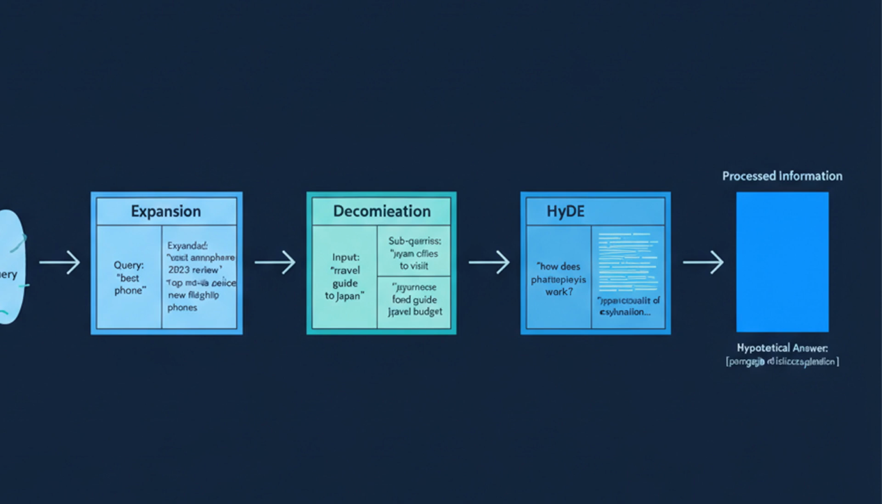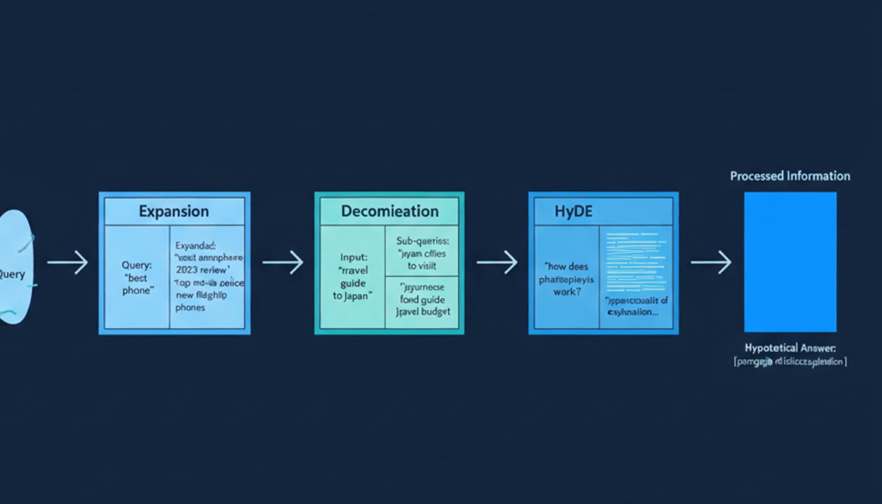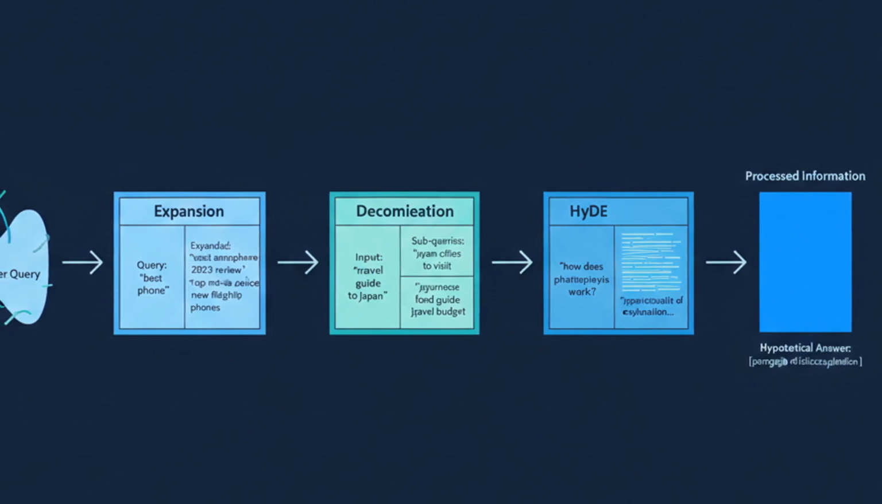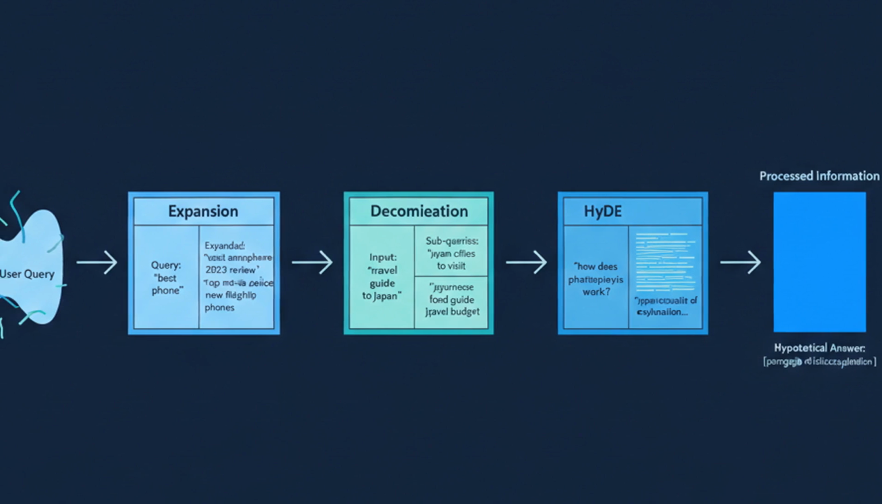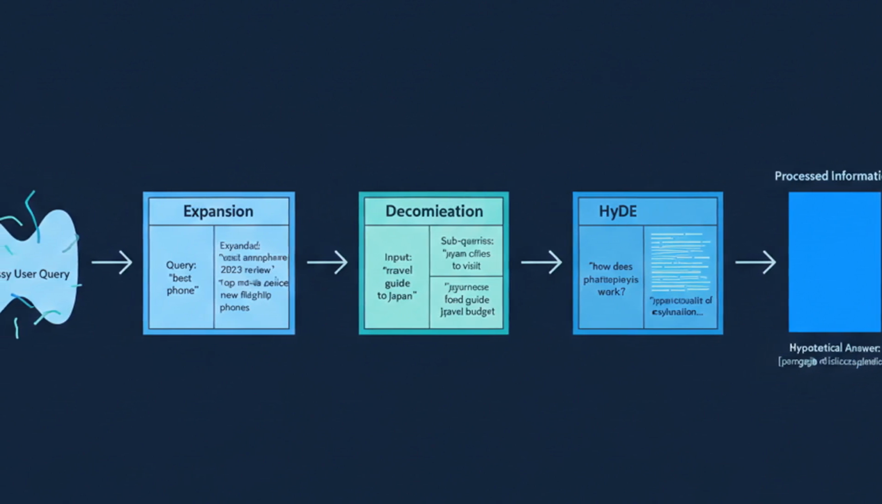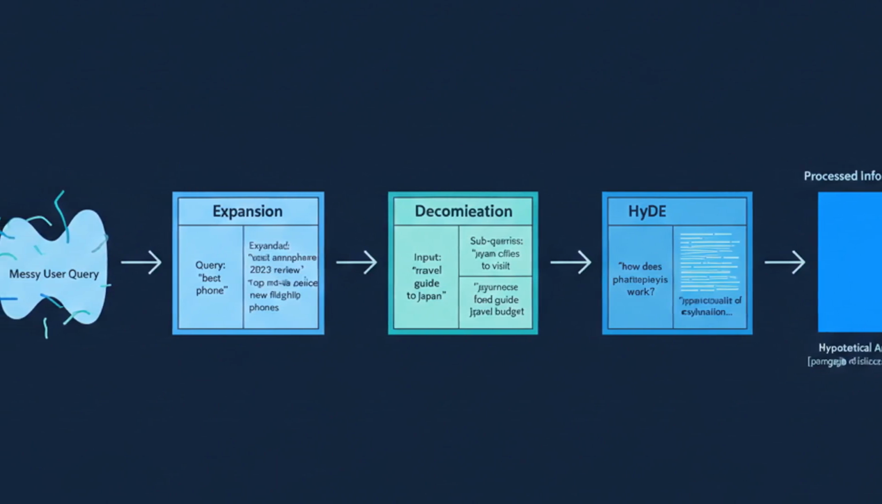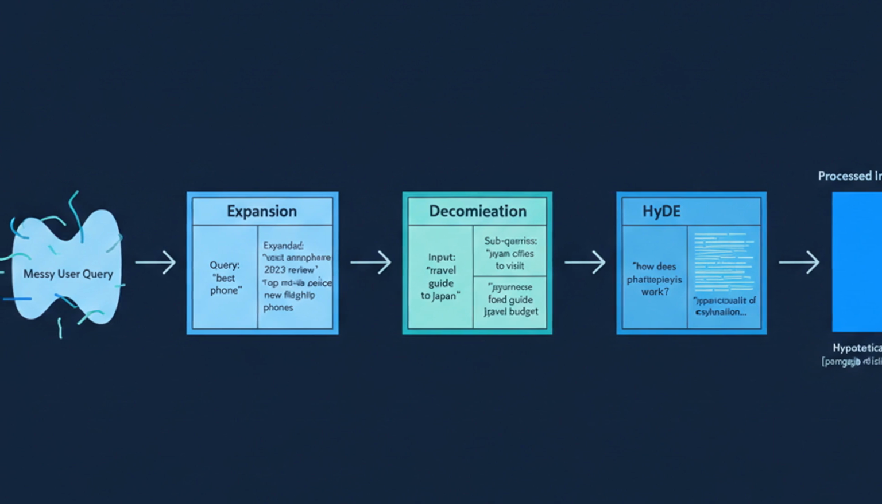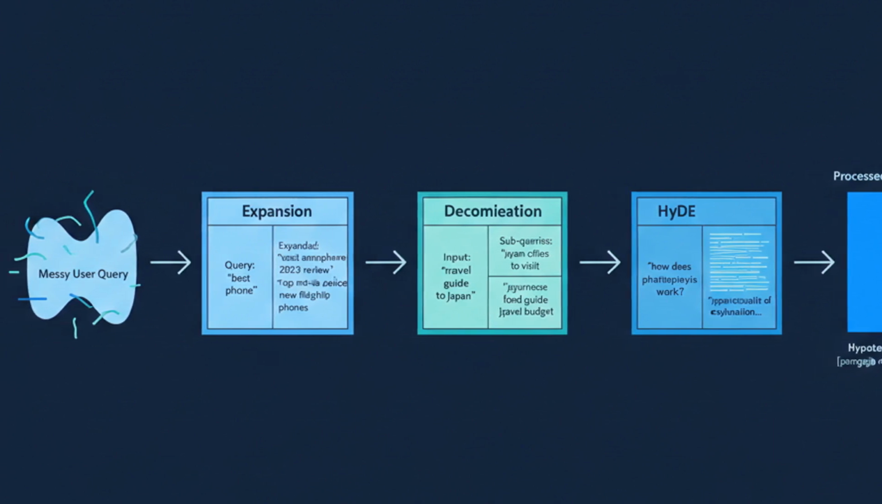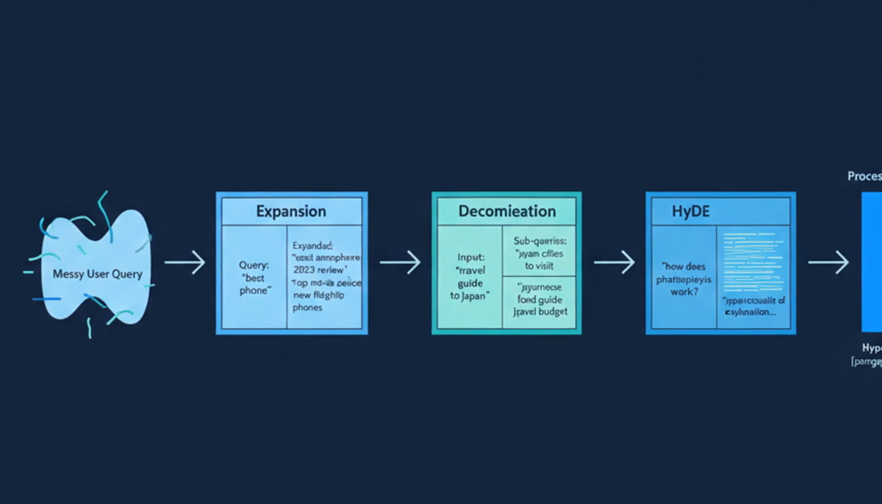User queries are often terrible for retrieval. They are vague, use different terminology than your documents, or ask multiple questions at once. Query transformation fixes this. Use an LLM to rewrite the query into better search terms, expand it with synonyms, or decompose complex questions into simpler subqueries. HyDE, hypothetical document embedding, is particularly clever. You ask the LLM to imagine what a perfect answer document would look like, then search for similar real documents.